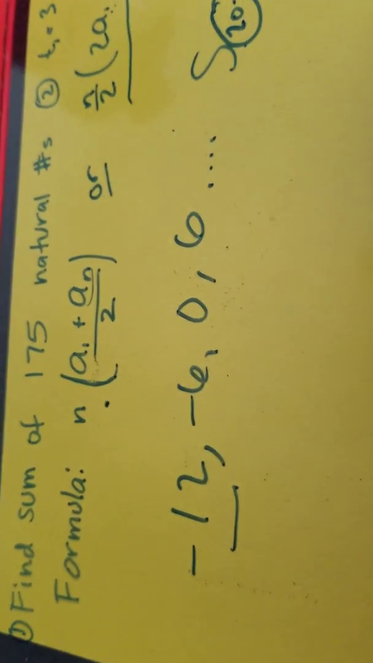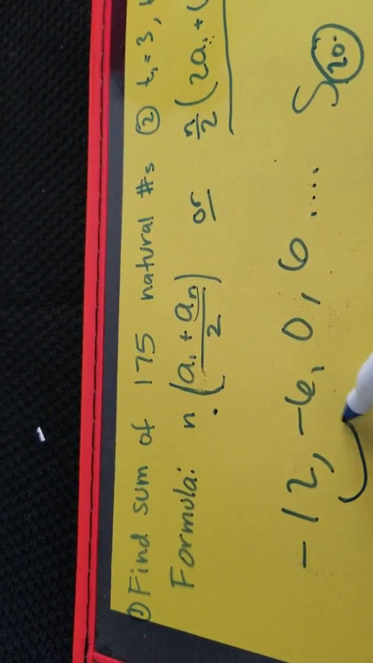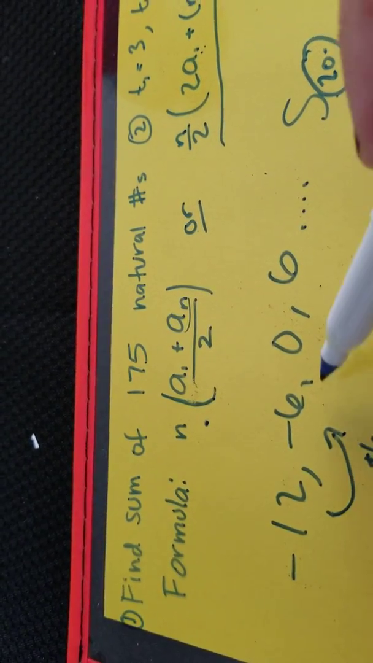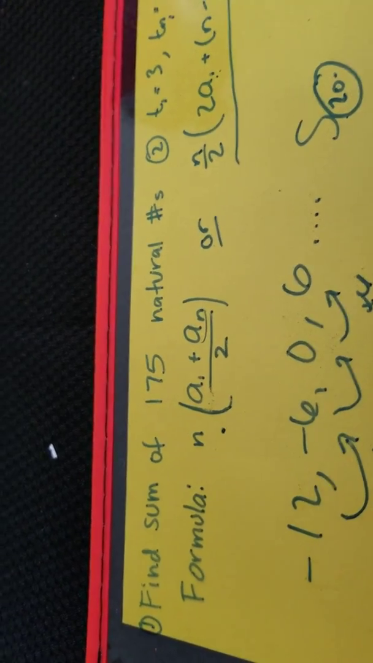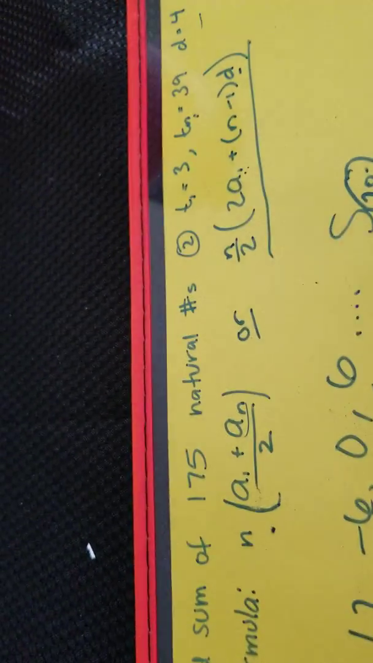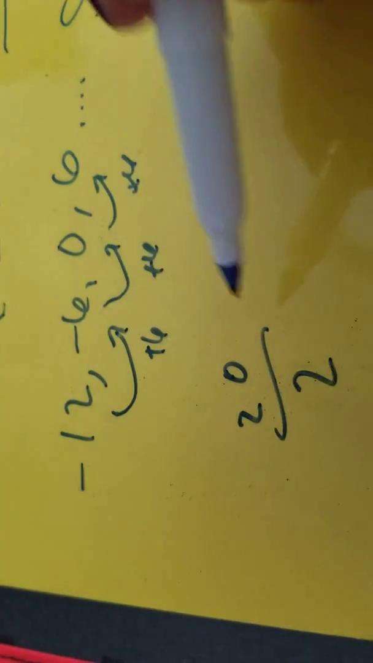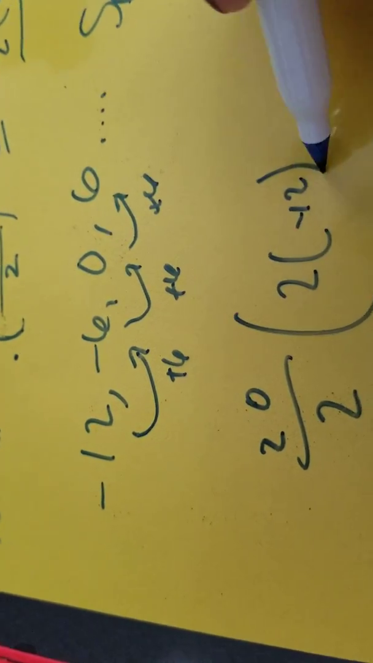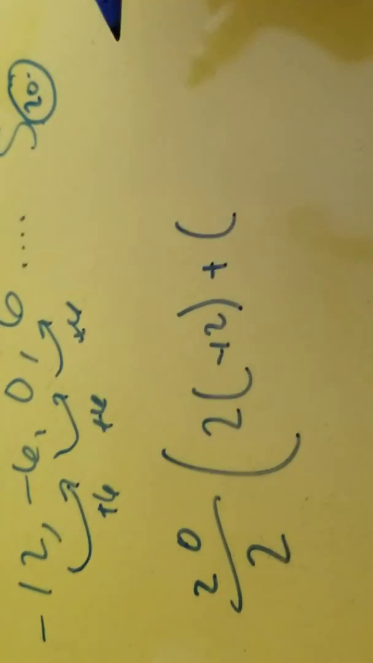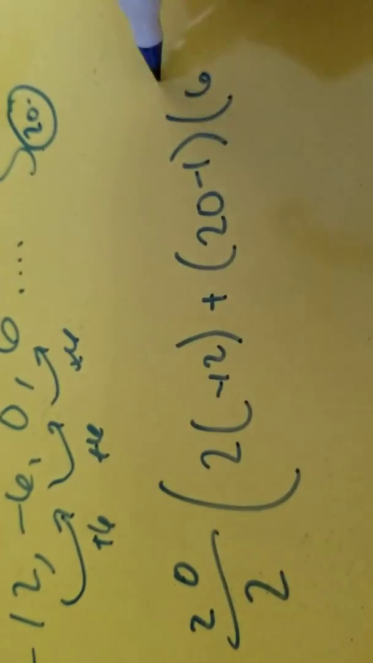So in this case, the difference is going to be 6. Because from negative 12 to negative 6 is adding 6. From negative 6 to 0, adding 6, and so on. So we're going to use that one. Okay, so n, again, we established was 20. So I have 20 divided by 2 times 2 times the first term, which was negative 12, plus n minus 1, so 20 minus 1, times the difference, which we established was 6.